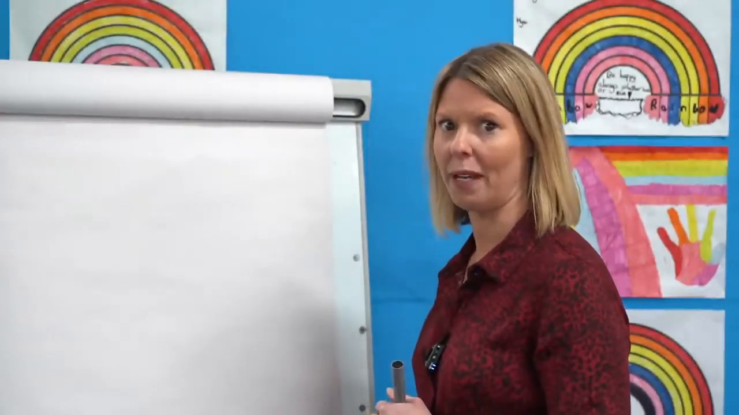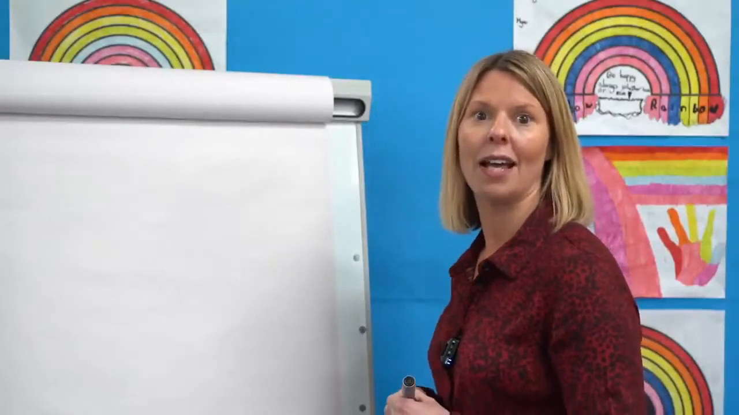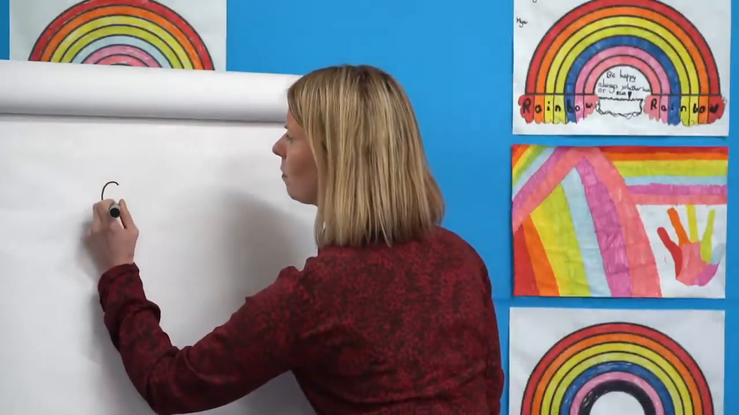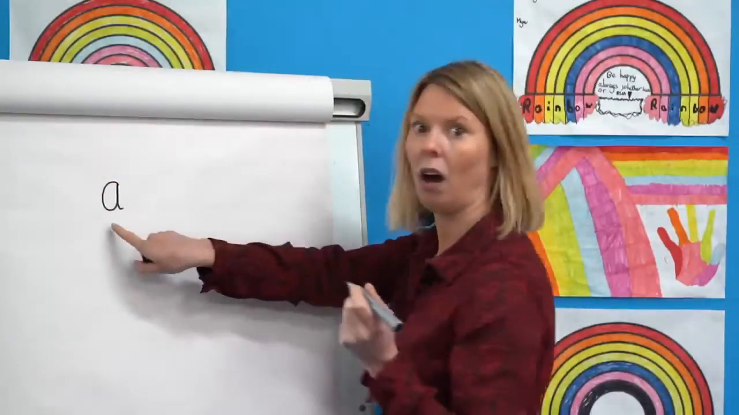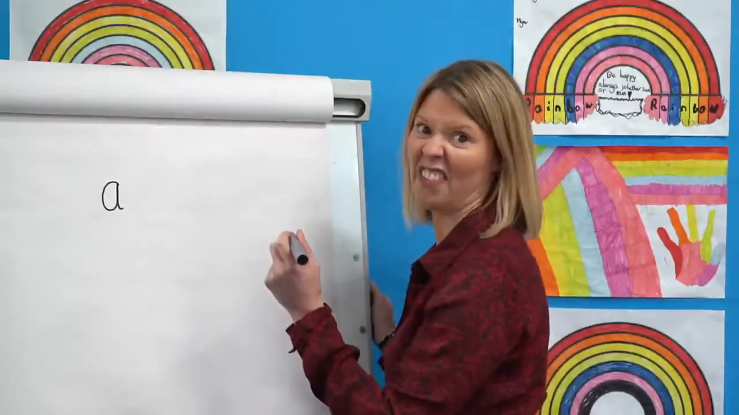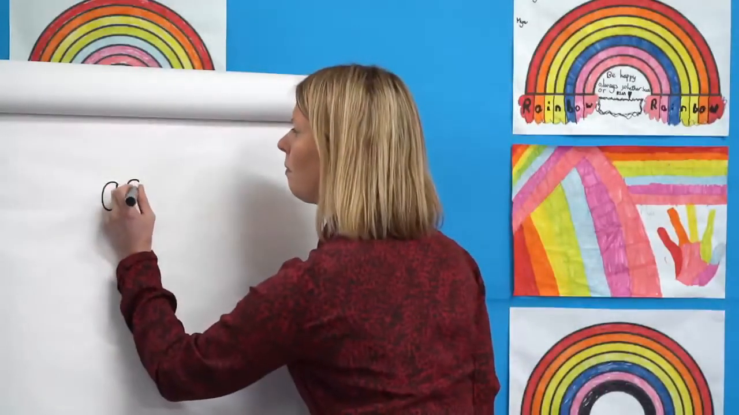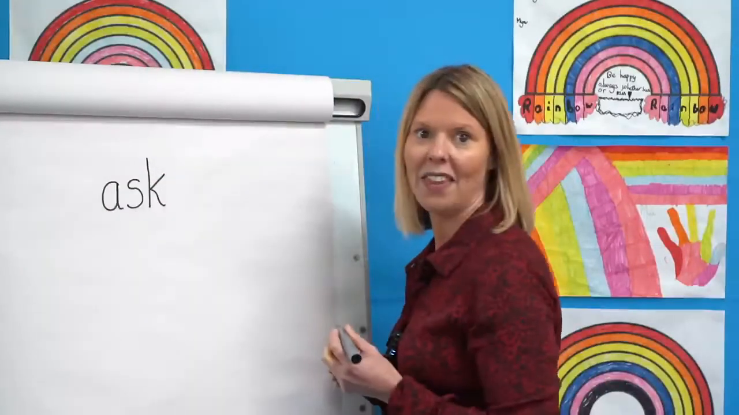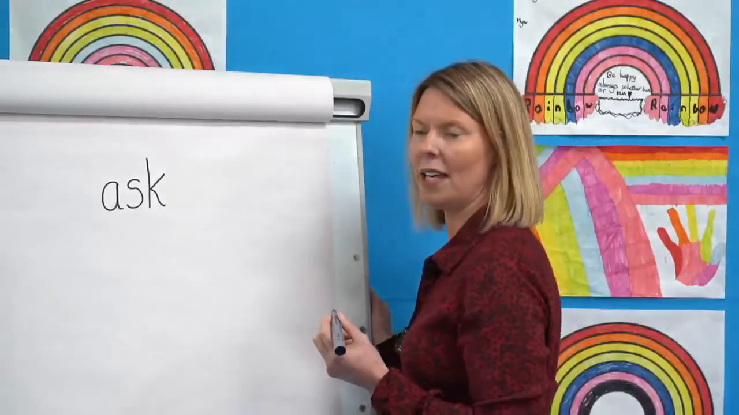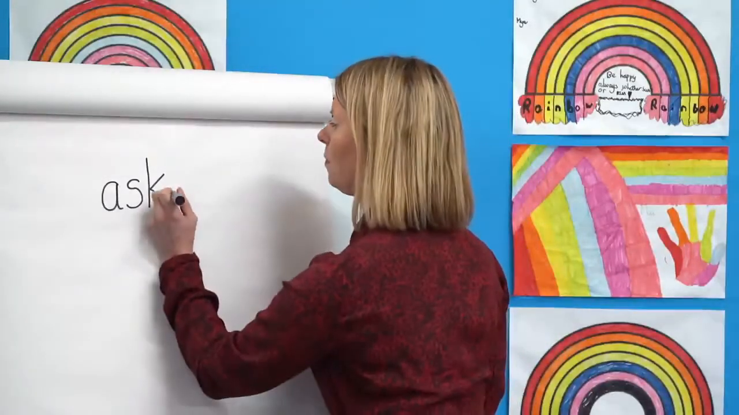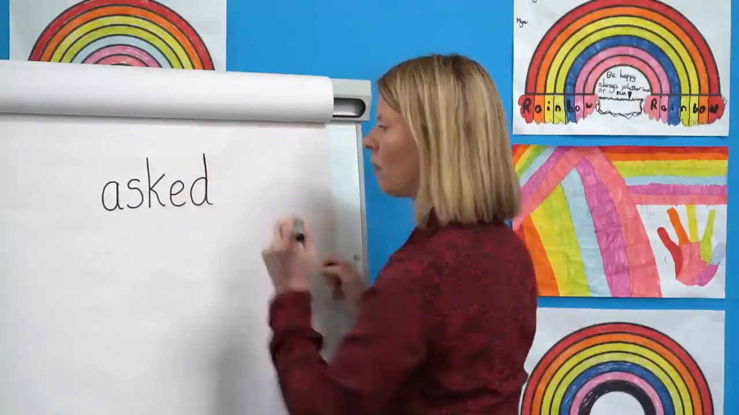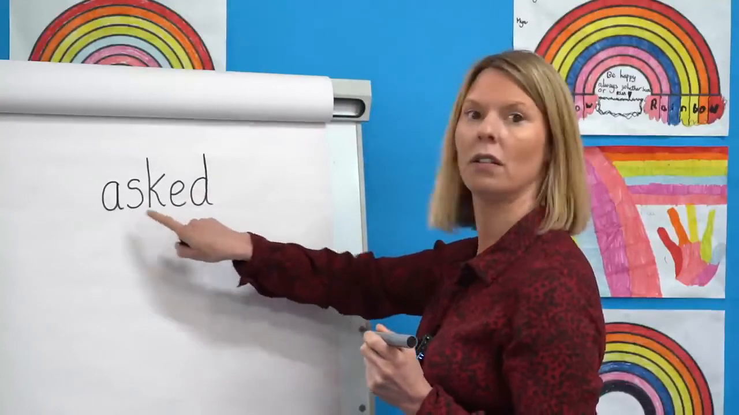Remember, I need 4 sounds. Can you remember the tricky bit? Well, the first bit can be tricky. The A can say R for some people. R. Then it's sk. That's easy. And the ending is tricky. The ED says T. Asked.